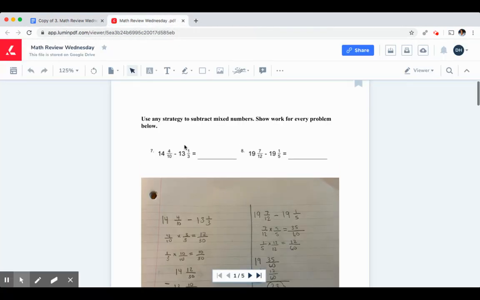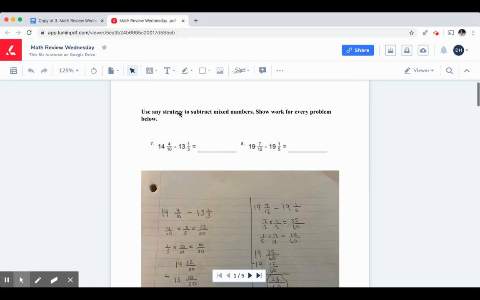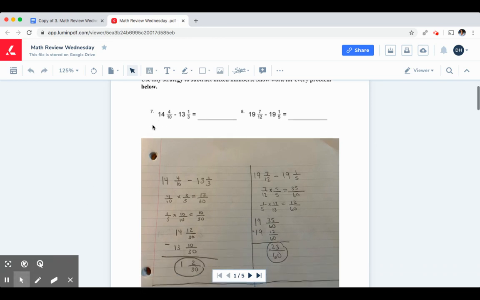For today, the first strategy that we are going to go over is subtracting mixed numbers. So our first problem was 14 and 4/10 minus 13 and 1/3. When we're subtracting mixed numbers, what do we need to make sure is true about our denominators? Right, we need to make sure that we have common denominators in order to subtract mixed numbers, or we're not actually able to do the subtraction.